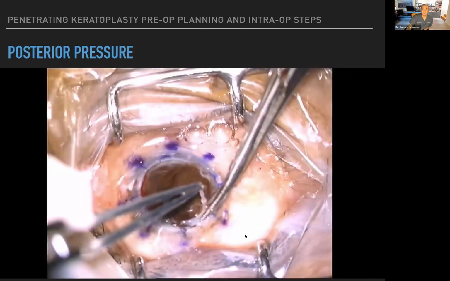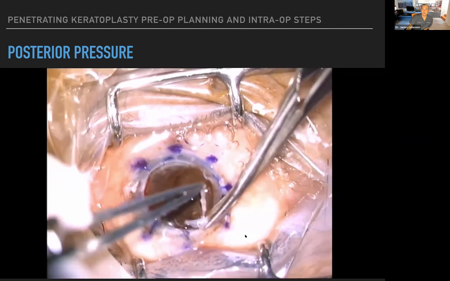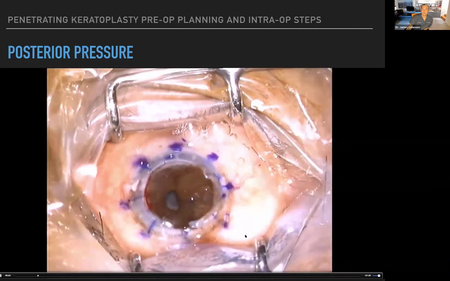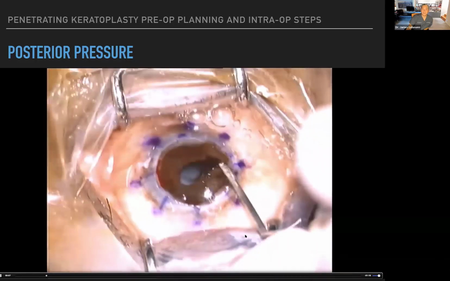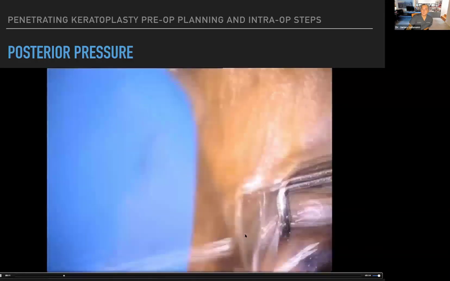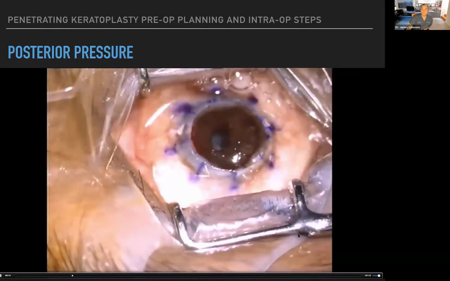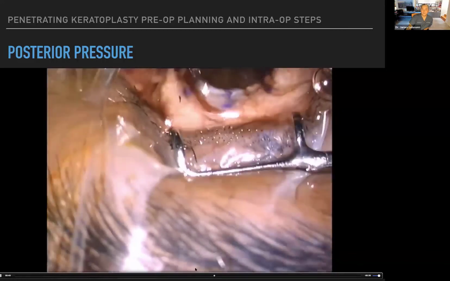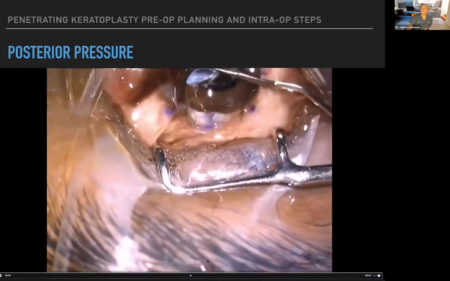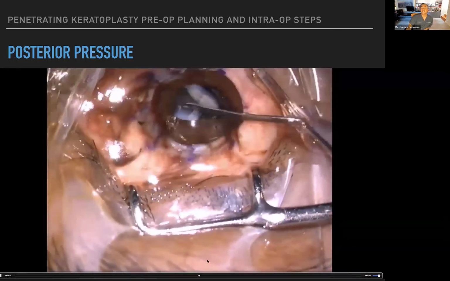So here's a video of surgery where I was trying to trim some of the cornea there, because there's like a rim. And then I start dilating the pupil a little bit, and the patient starts to get in a lot of pain, okay? That's not me moving, it's the patient moving. And then eventually they move so much that they start to get posterior pressure, okay? So that's not a suprachoroidal hemorrhage, that's just posterior pressure.